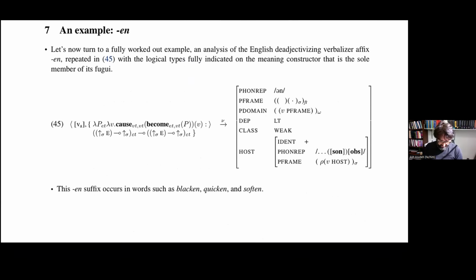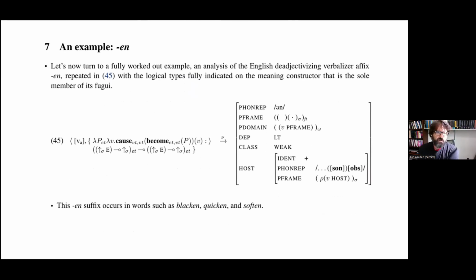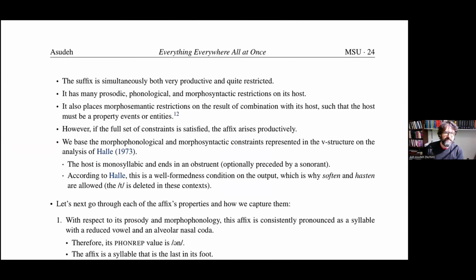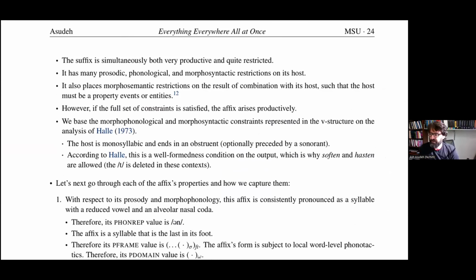So now let's look at an example. This is a pretty gory example, but I'm going to go through it. So this un suffix occurs in words such as blacken, quicken, and soften. So let's talk about why all this information is here. The suffix is simultaneously both very productive and quite restrictive. So it's kind of a sub-regular suffix, if you want to call it that.